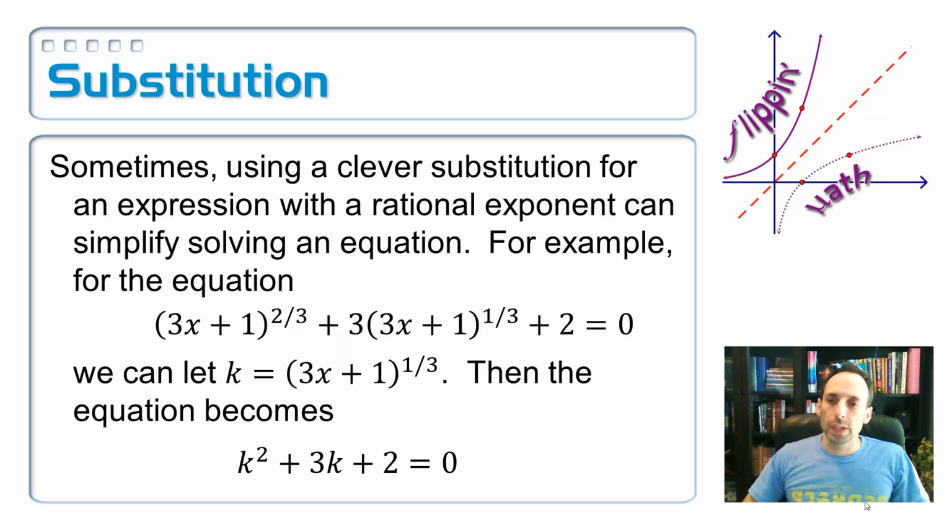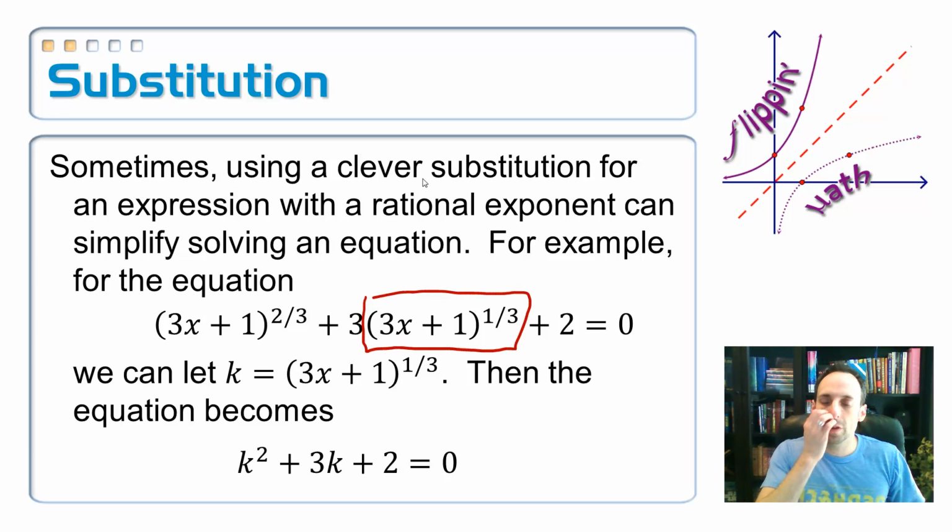So take a look at that equation right there in the middle. Might be a bit intimidating, but it's not if you do some sort of clever substitution. So what you do is you take the middle radical term, which in this case is this part, ignore the 3 because that's just the coefficient, and you set that equal to your favorite variable, like k. And then you turn that equation into something simpler to solve.